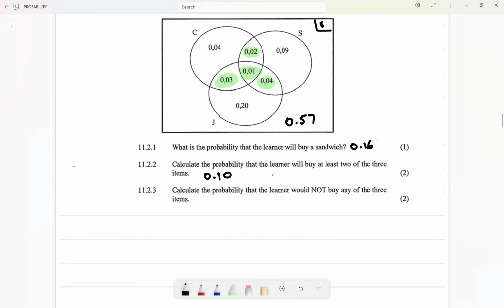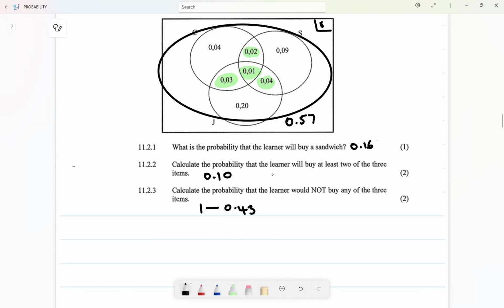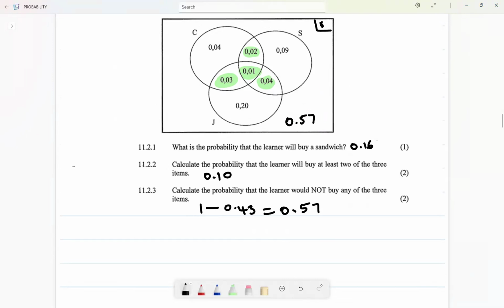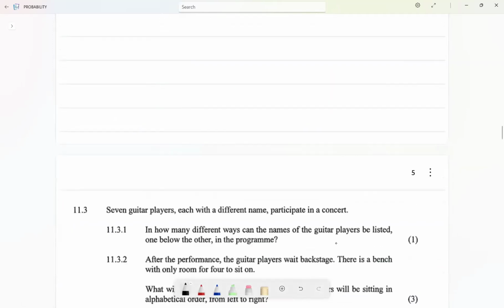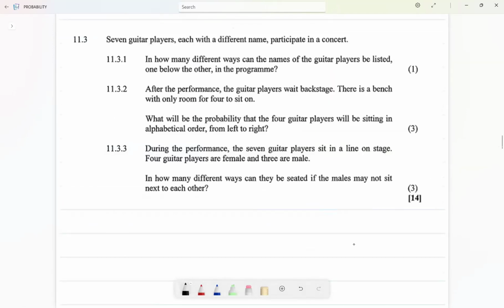Calculate the probability that the learner will not buy any of the 3. Not buying any of the 3 is 1 minus all of them, and all of them is 0,43, guys. I've already written it out here: 0,57. Just easy. It means the learner does not like anything. Let's move on to the next one.